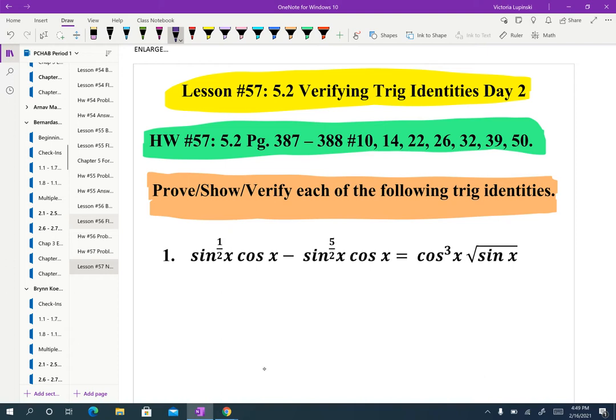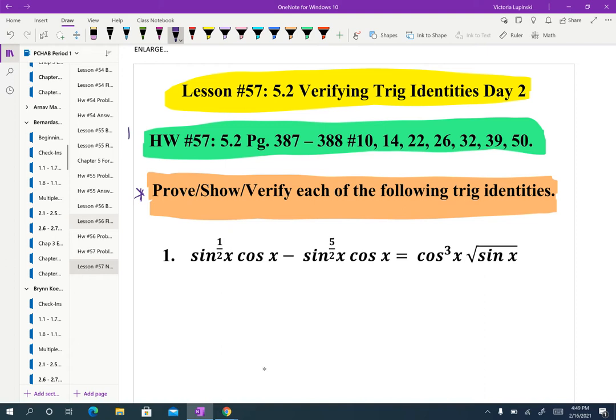You are still trying to do what's highlighted here in yellow, which is to prove, show, or verify each of the following trig identities. Remember, I'm only going to ask you to do this for problems that are 100% true. So as long as you can get the left-hand side equal to the right-hand side, then fingers crossed that you did legal algebra along the way.